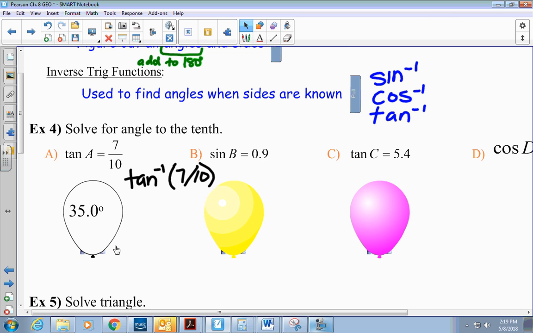All right, so in the next one, in your calculator, we need to find angle B. So in your calculator, you're going to put sine inverse 0.9 and find the angle. 64.9.